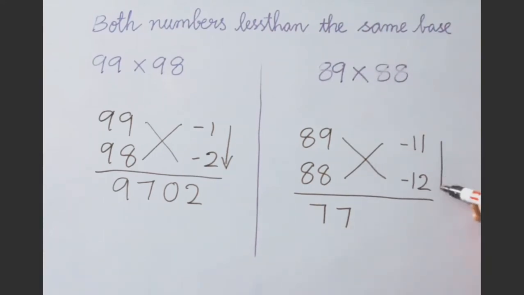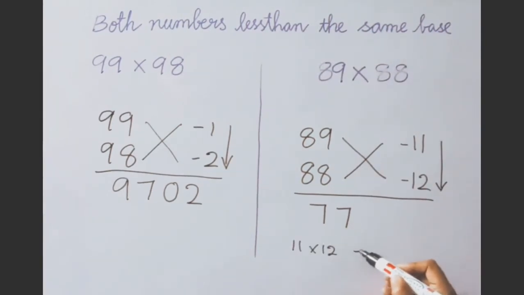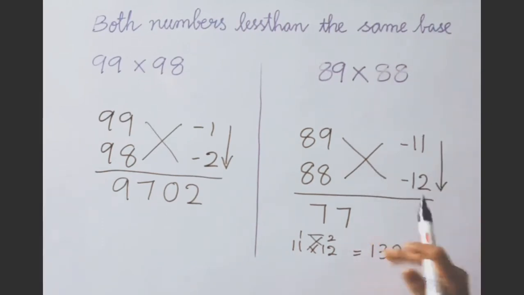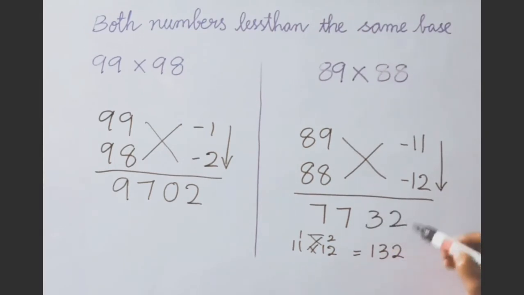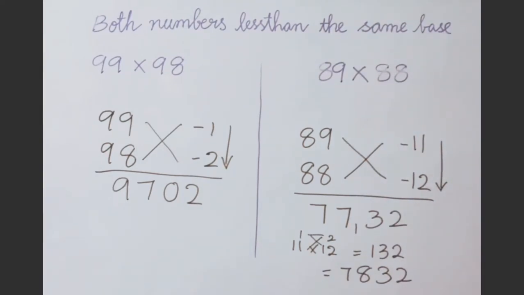Now multiply 11 into 12. So let's find out how much 11 twelves are. Here excess value 1 and here excess value is 2. So cross addition here, 12 plus 1 is 13, or 11 plus 2 is 13. Now multiply these two values, 1 twos are 2. So 11 twelves, our answer is 132. Here only 2 digits are allowed. Write down 32 and carry 1 below. Now the answer is 7832. So 89 into 88, the answer is 7832.